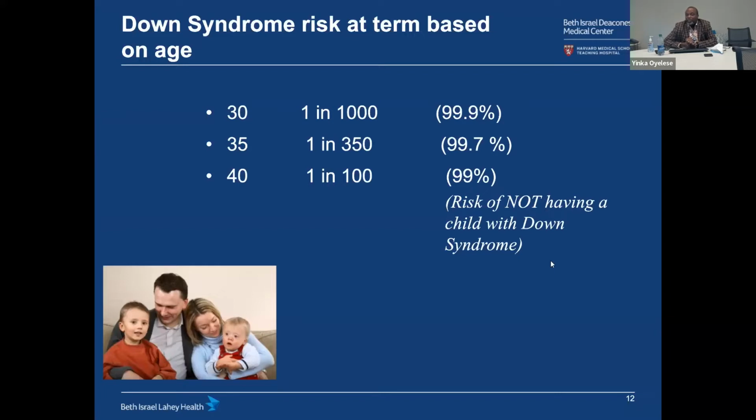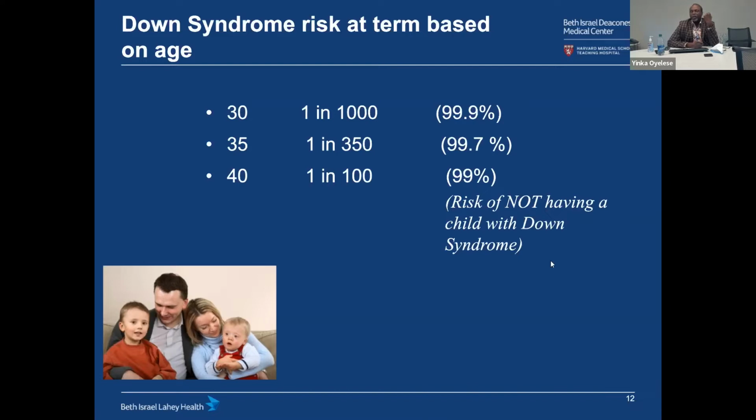However, when we tell a woman who's 40, yes, she has 10 times the risk of the 30-year-old, but look at the numbers on the other side. At the age of 30, the woman has a 99.9% chance she does not have Down syndrome. At the age of 35, it's 99.7% chance she does not have Down syndrome. And at the age of 40, she has a 99% chance that she does not have a baby with Down syndrome at term. So how then can we tell someone who has a 99% chance that she does not have a baby with Down syndrome, that she is at high risk?